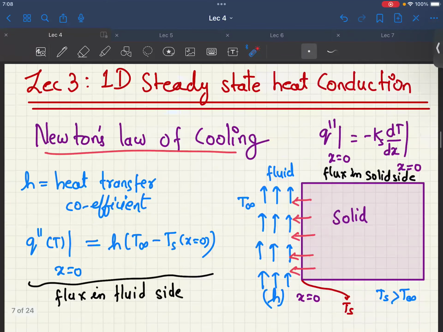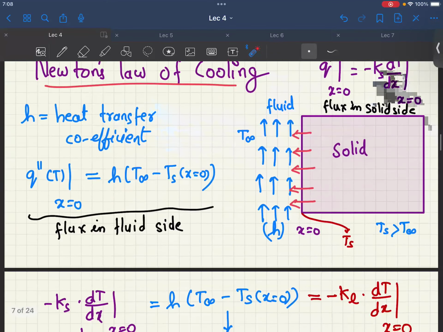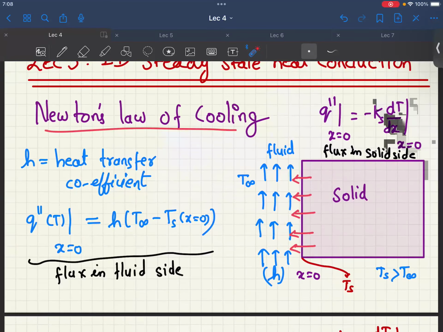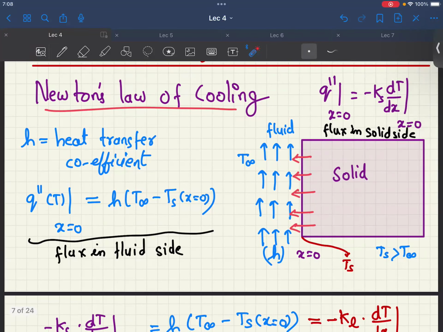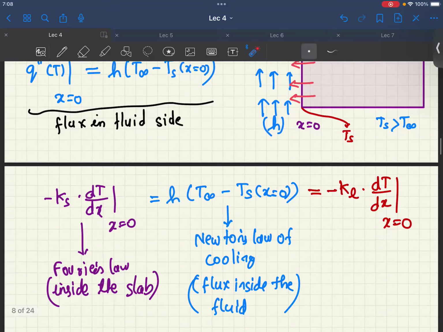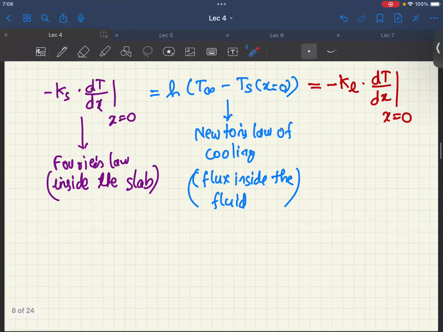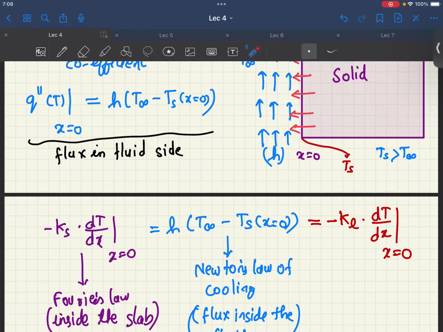After that, we studied Newton's law of cooling, which is a constitutive relationship to describe the flux inside a fluid. Fourier's law is a constitutive relationship for flux inside a solid, whereas Newton's law of cooling is the constitutive relationship to describe the heat flux inside a liquid or a fluid. At this surface, the heat flux coming from the solid is described by this purple expression, minus ks into dT by dx, where ks is the thermal conductivity of the solid and dT by dx is the temperature gradient inside the solid.